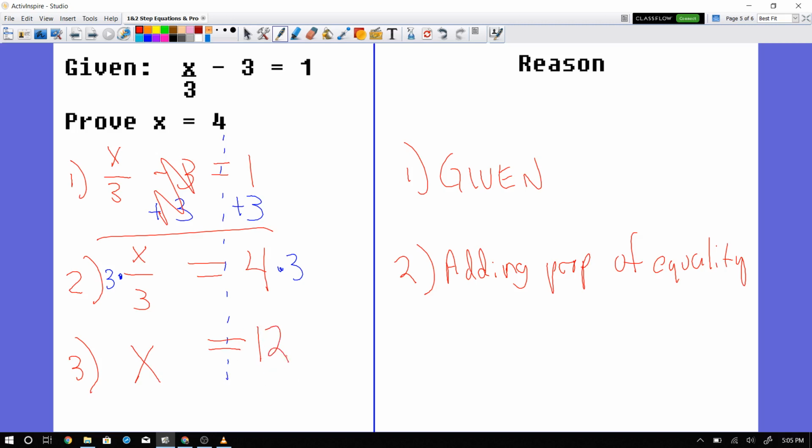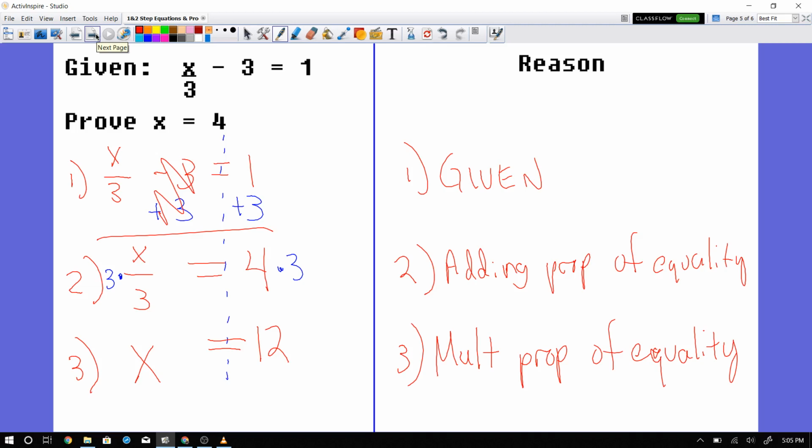Now how do we get to the third step? What's your reason? Well, you can see in the blue, the thing that we did to both sides was the inverse of what's happening in the problem. And that was multiplying by 3. So we can say the multiplicative, or just the mult prop of equality. You could say multiplying property of equality, as long as you're conveying the reason as to how you know to get from where you're going.